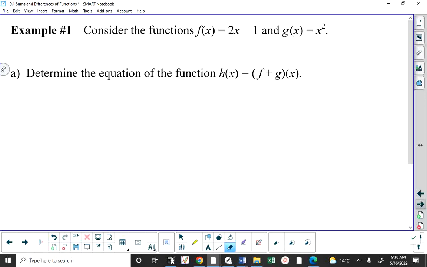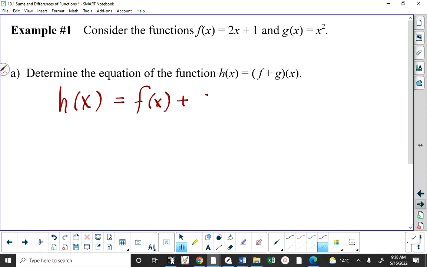So as a first example here, I'm giving you two functions, f(x) equals 2x plus 1, g(x) equals x squared. These two functions by themselves are very basic functions. A linear function from grade 10, the most basic quadratic function from grade 11. Determine the equation of h(x) if h(x) equals (f+g)(x). Well, all that means is h(x) equals f(x) plus g(x). If we look up at the top of the screen here, f(x) is 2x plus 1 plus g(x) is x squared.